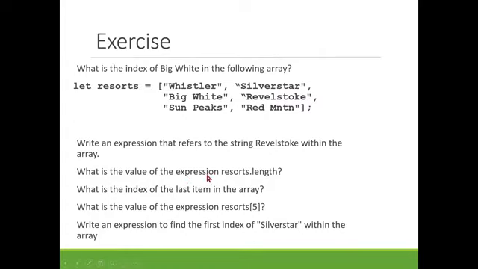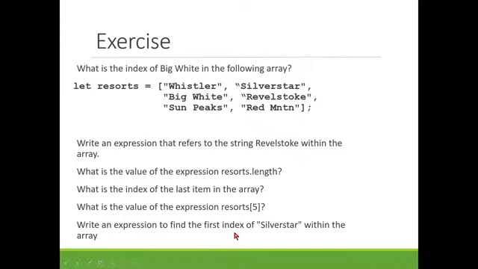What is the value of the expression resorts.length? 6 elements, so the length is 6. What's the index of the last element, the last item in the array? Well, the length is 6, so the last element has index 5. You really need to know that without thinking, especially if you're going to be a good programmer in time. Of course, right now you're going to have to think a little bit, but hopefully after working with arrays for a few days, for a week or two, you'll start to just remember that instantaneously. You start at 0, you go to the length minus 1. What is the value of the expression resorts[5]? Well, that's just the last one, Red Mountain.